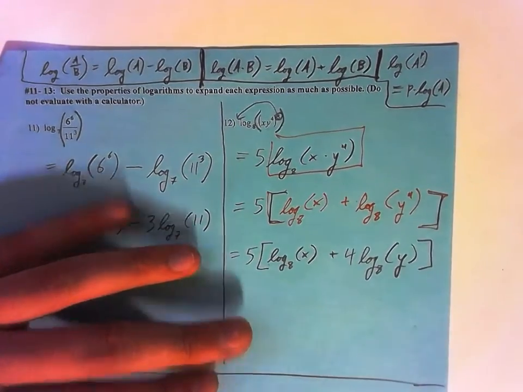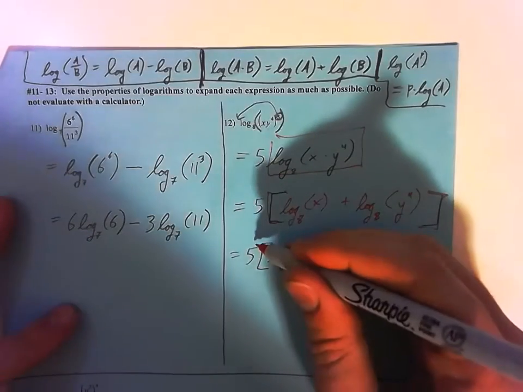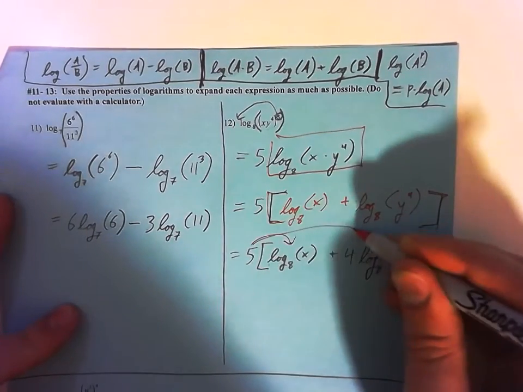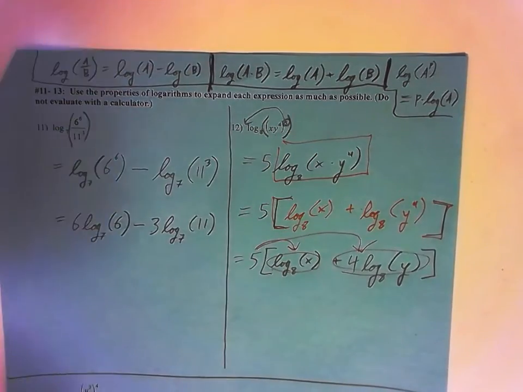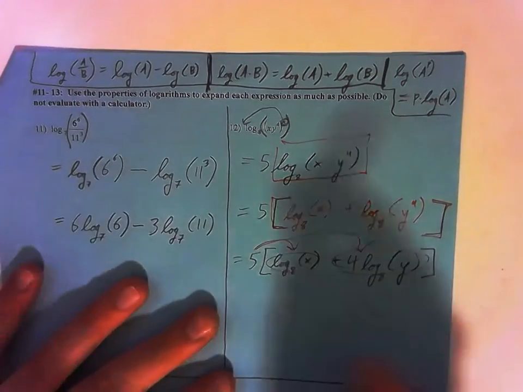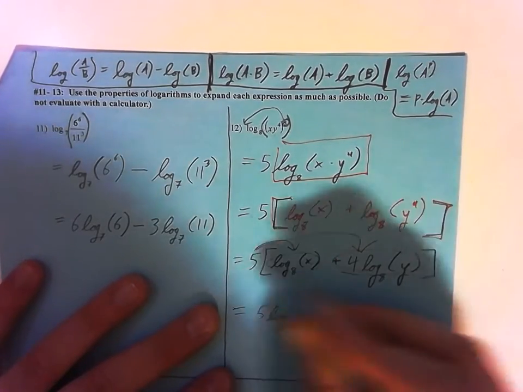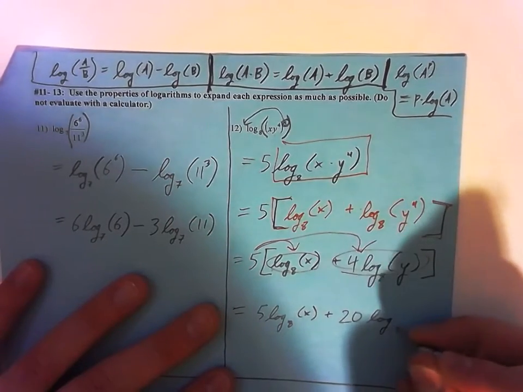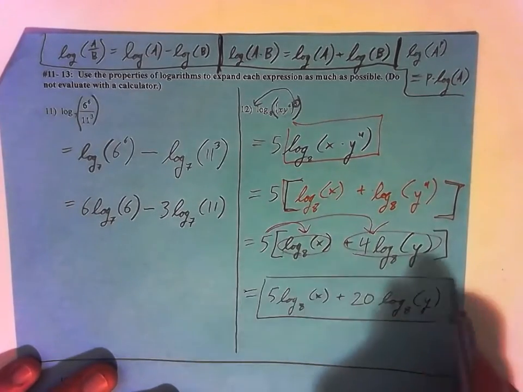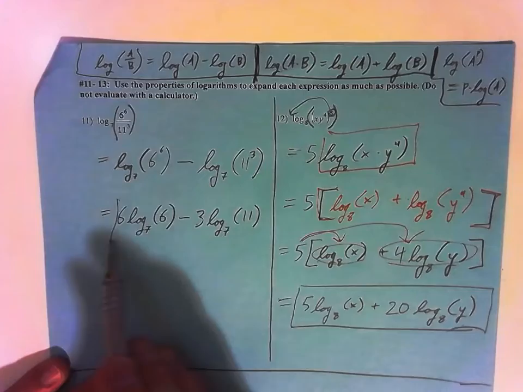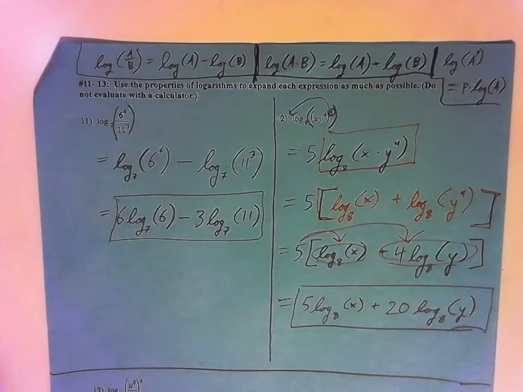Now we got to use the distributive property, our basic simple algebra stuff that we learned a long time ago and hopefully haven't forgotten, and distribute the 5. So 5 times this term plus 5 times that term, because they're being added together. So 5 log base 8 of x plus 5 times 4 is 20 log base 8 of y. And there we have it. Those are fully expanded.